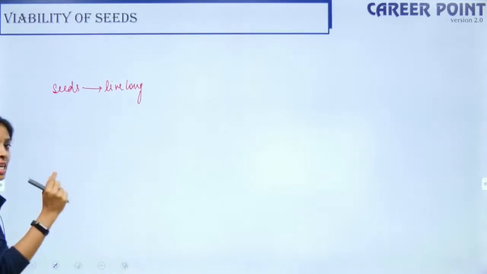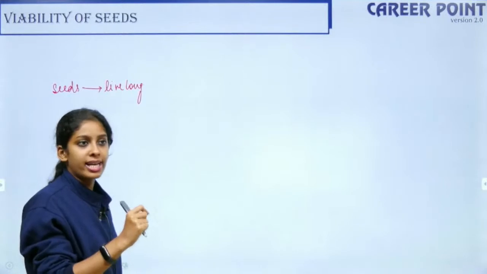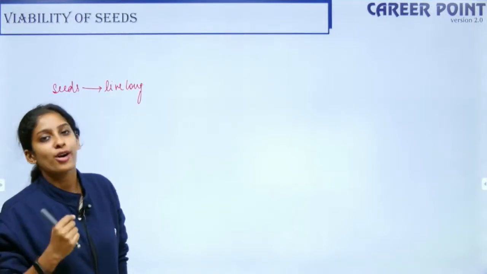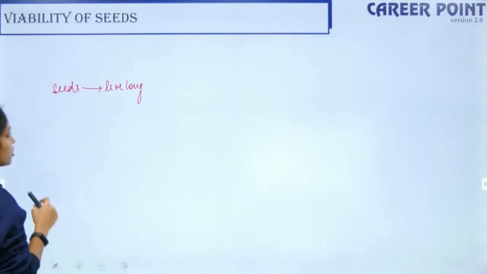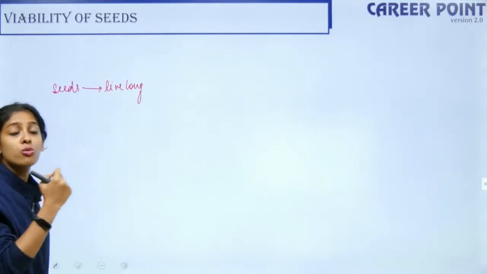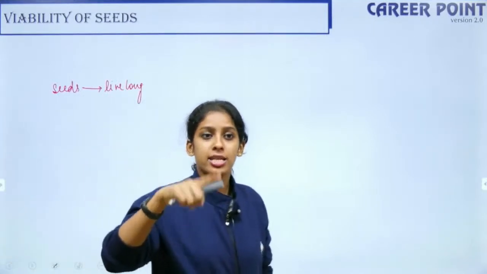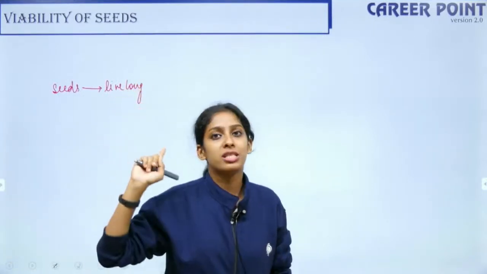For some plants, the seed viability is very short. You have to plant within 2 to 3 days, otherwise the seed loses all its functional abilities. There are some plants which are viable for hundreds of years, for thousands of years. No, you're talking about the viability of pollen grains. I am talking about the viability of seeds.